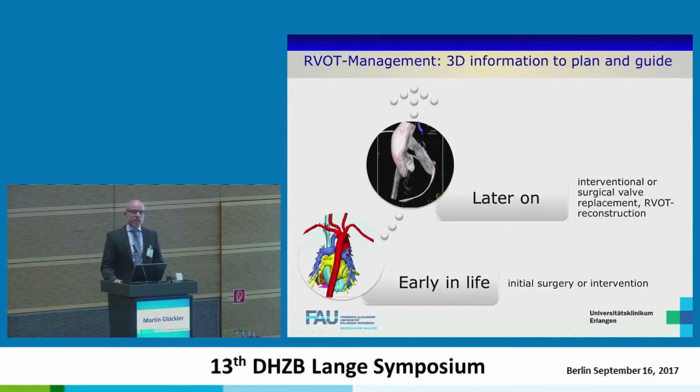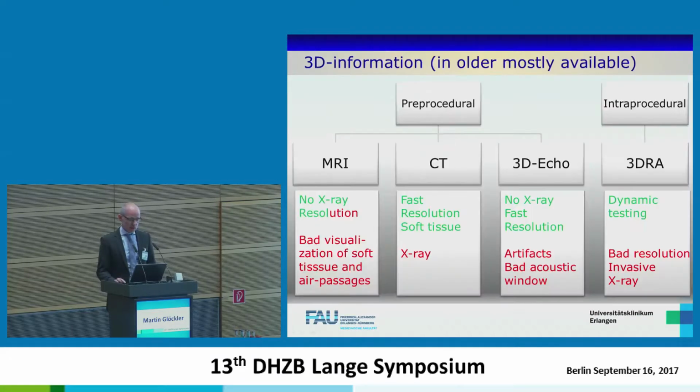RVOT management starts early in life with the initial repair and surgery. The focus of 3D imaging at this time is to present all the malformed anatomy in a comprehensive way. Later on, the focus is how to optimize the blood flow to the lungs.